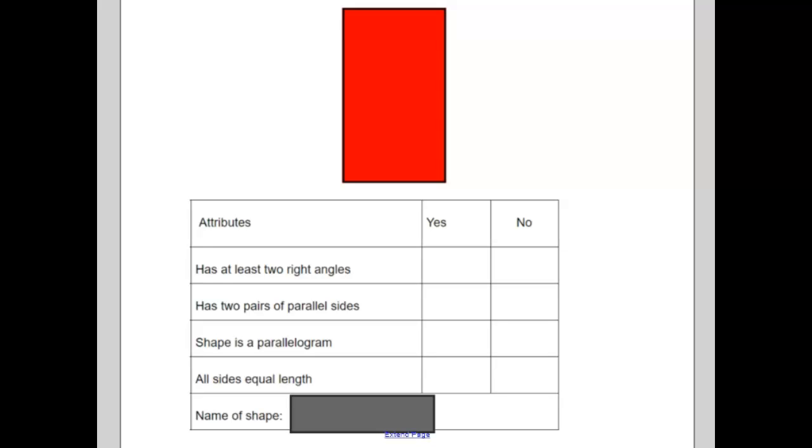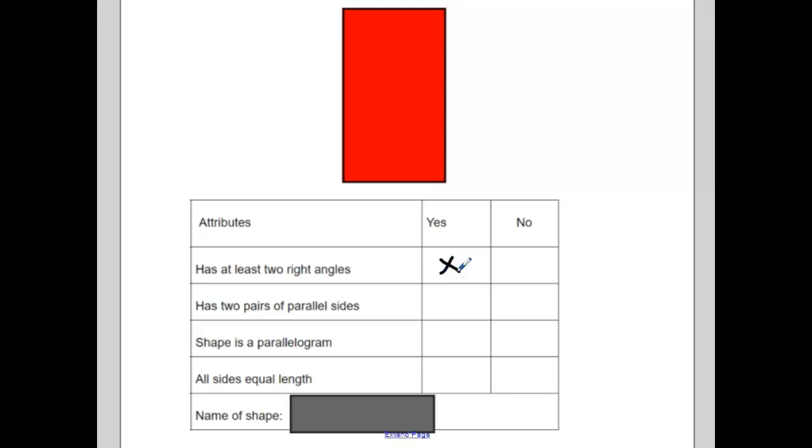So boys and girls, let's start by determining, does this shape have right angles? Pause the video and determine, does this shape have at least two right angles? Yes, this shape is a rectangle. How many right angles does a rectangle have by definition? Say it out loud. It has 4. So of course this rectangle has at least 2 right angles. So I'm going to mark yes right away.